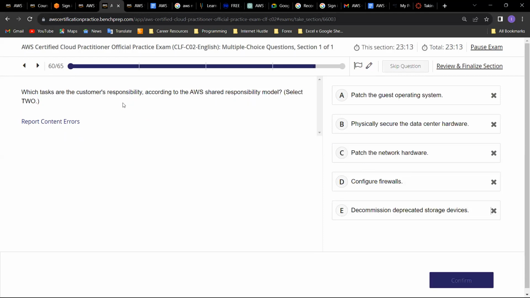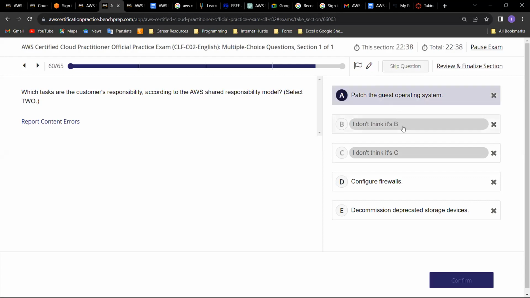Which tasks are the customer's responsibility according to the AWS shared responsibility model? Choose two. So we are choosing two. So for the customer's responsibility, remove anything that has to do with hardware, right? Okay. So A. Nice. AD.